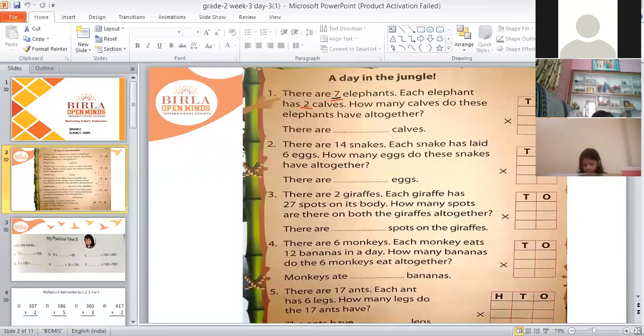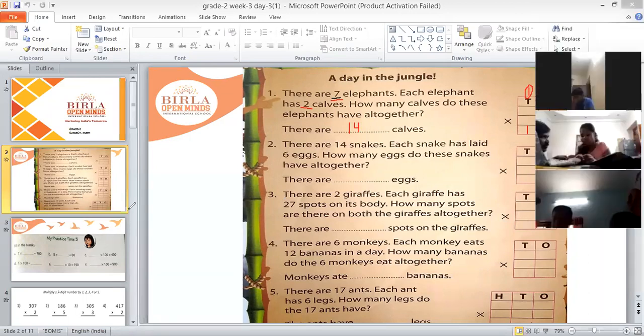So 2 sevens are how much? 2 sevens are 14. So we will write here 4 and 1 will go as carry over in tens place. Then we will write this 1. We will copy this one as it is in tens place. So answer is 14. This means 7 elephants will have 14 calves. You have to write 14 in this blank space also. Okay.